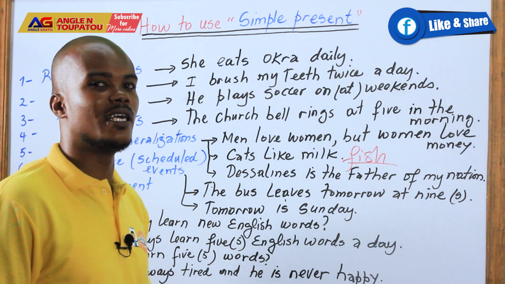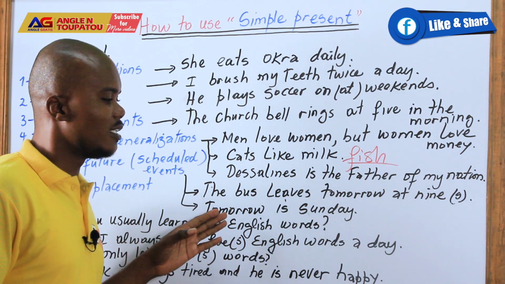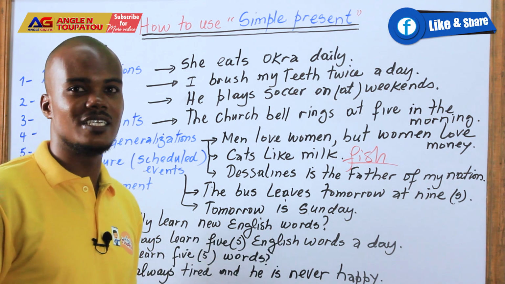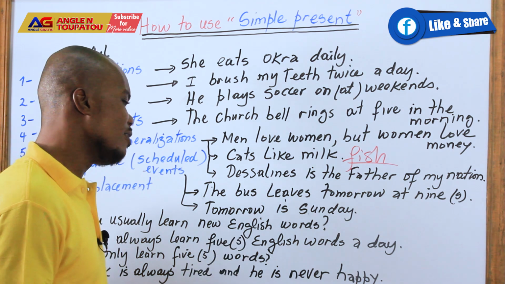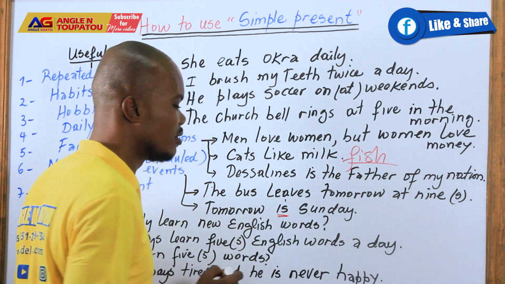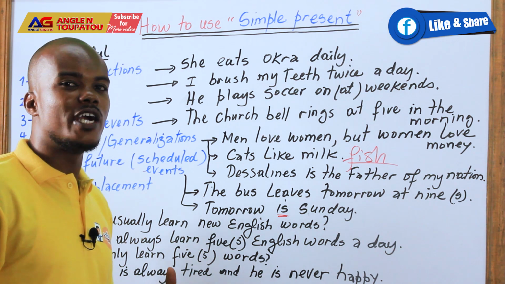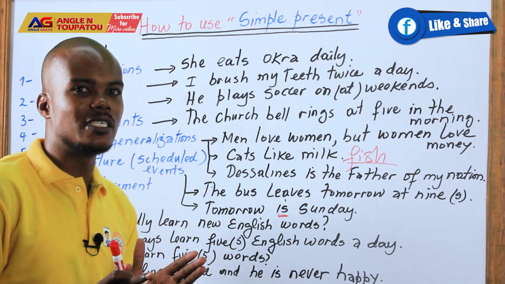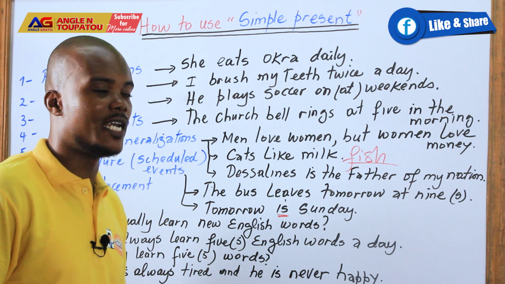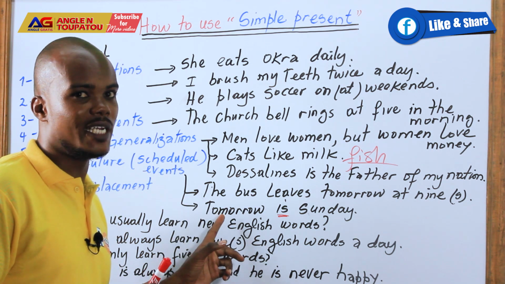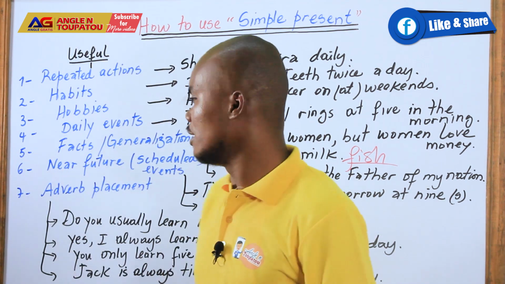For example, today that we are making the video is Saturday. Tomorrow is Sunday. Why do I say tomorrow is Sunday? I don't say tomorrow will be Sunday. It's because tomorrow is near Saturday, which is today. Saturday, and tomorrow is Sunday. You see? I say tomorrow is Sunday.